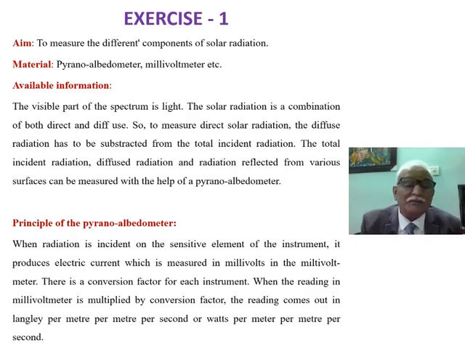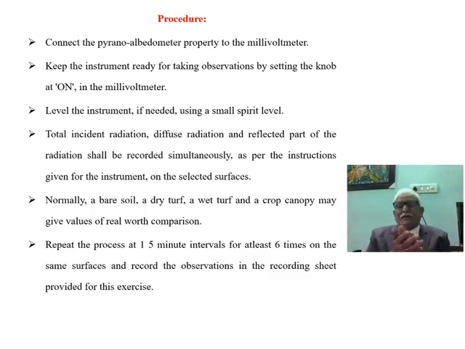The available information I have already told several times. Principle of the pyranometer: when the radiation is incident on the sensitive element of the instrument, it produces electric current, which is measured in millivolts with the help of the millivoltmeter. Simple. Now, simple procedure: you take the pyranoalbedometer. It can be handheld. Of course, your body radiation should not influence it, so you keep the pyranoalbedometer slightly away from your body always when you are taking the crop readings.